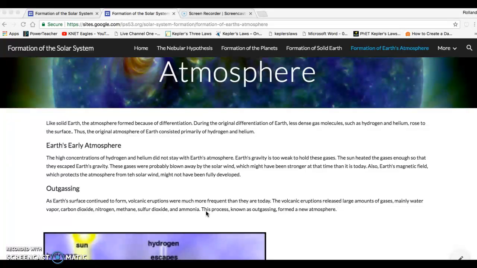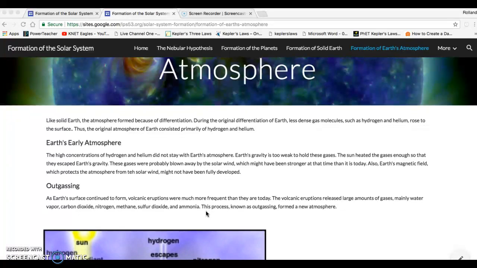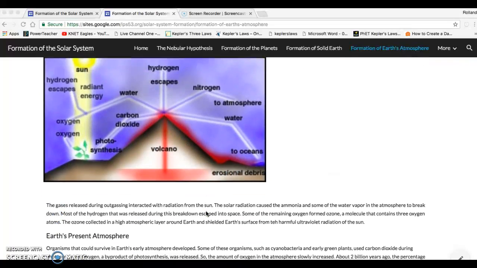Outgassing. As Earth's surface continued to form, volcanic eruptions were much more frequent than they are today. The volcanic eruptions released large amounts of gases, mainly water vapor, carbon dioxide, nitrogen, methane, sulfur dioxide, and ammonia. This process, known as outgassing, formed a new atmosphere.